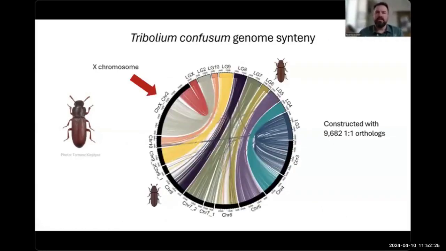When we do a synteny comparison between Tribolium confusum and Tribolium castaneum, what we show here is that the X chromosome in castaneum is actually fused to chromosome 2 in Tribolium confusum. So they do indeed have a large neosex chromosome, and we see very clear levels of synteny across the chromosomes, as you might expect for things that are closely related to each other. And there's around 9,000 orthologs that are being shown here with these little lines.